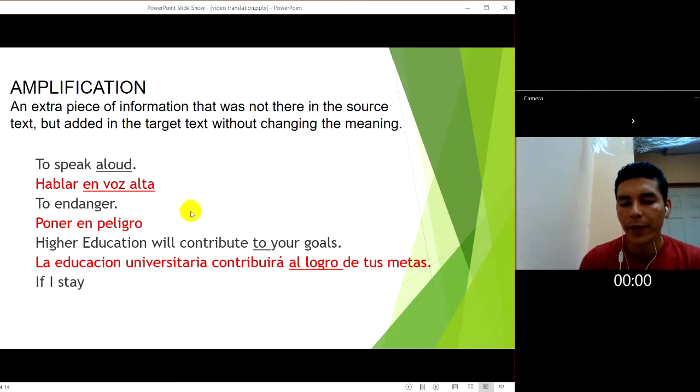Another example, "if I stay." Here we can identify this is a short sentence, but in Spanish it is said "si decido quedarme," which is longer.